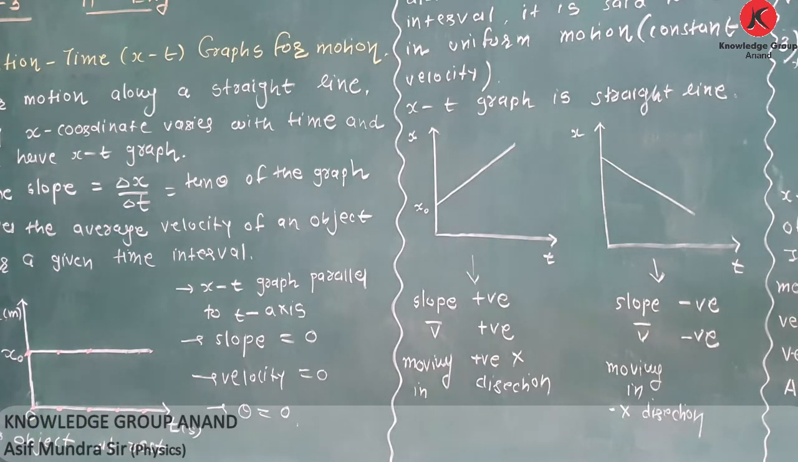So it is the first point. If the object is at rest, the x-t graph is parallel to the time axis, slope is 0, velocity is 0, and angle theta is equal to 0. You have to remember each and every point. Again, understand what is the meaning of slope.